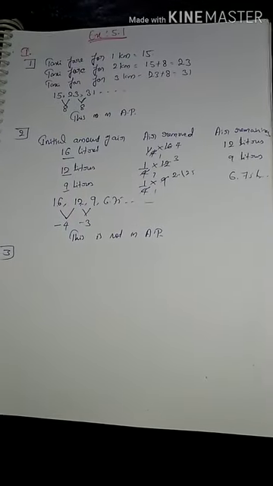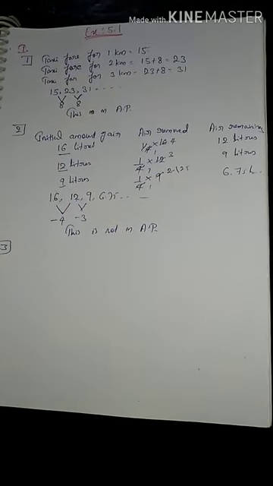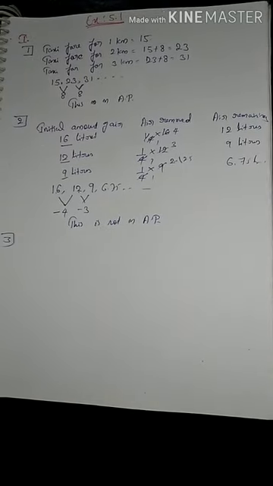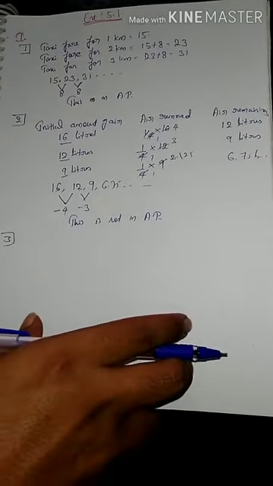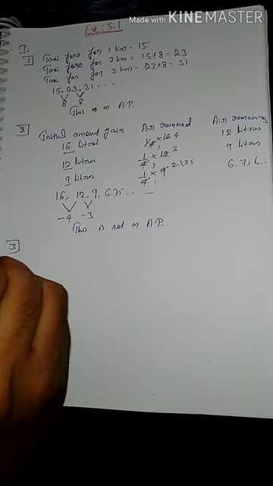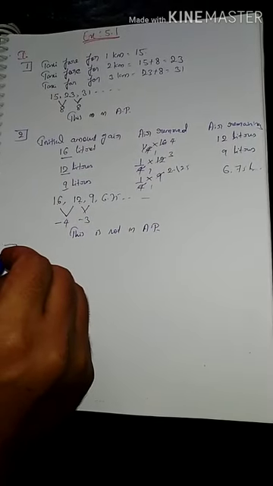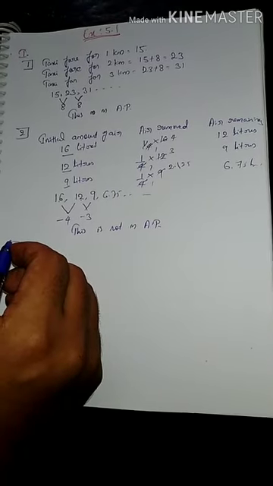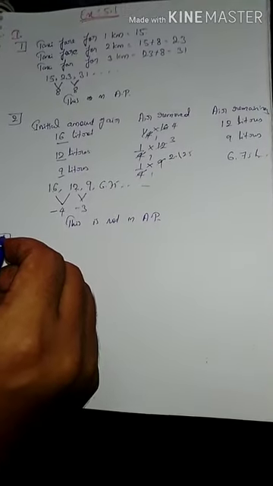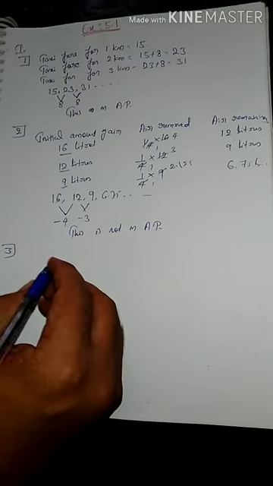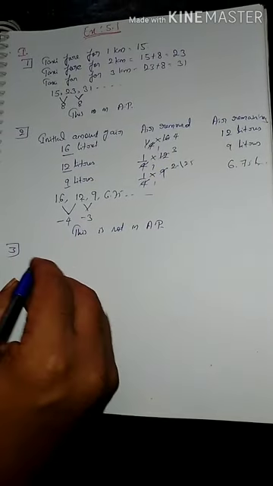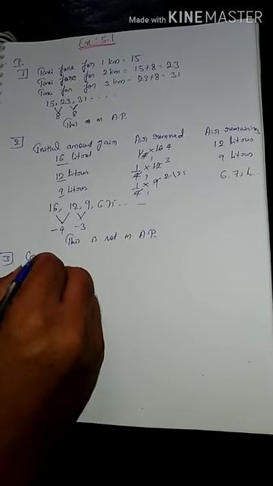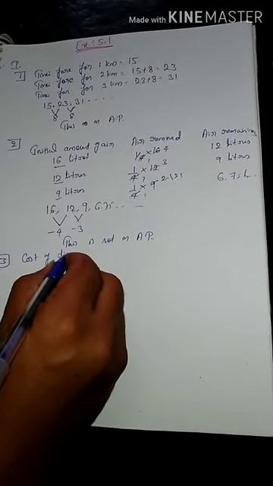Then the third example. The cost of digging a well after every meter of digging, when it costs rupees 150 for the first meter and rises by rupees 50 for each subsequent meter. So once again I will repeat the question. The cost of digging a well after every meter of digging, when it costs rupees 150 for the first meter and rises by rupees 50 for each subsequent meter. So here the cost of digging the first meter is rupees 150.